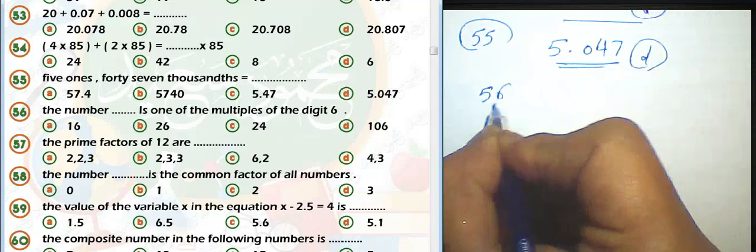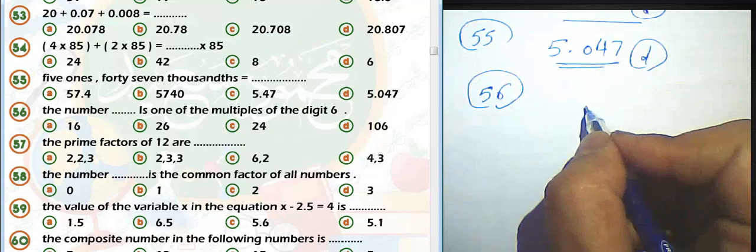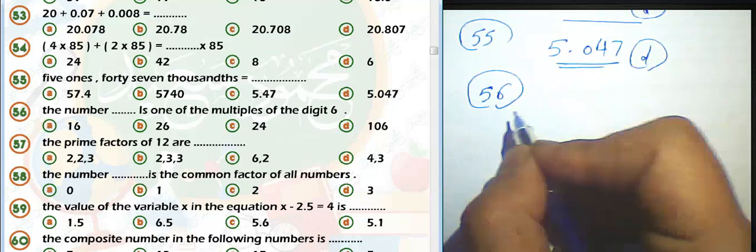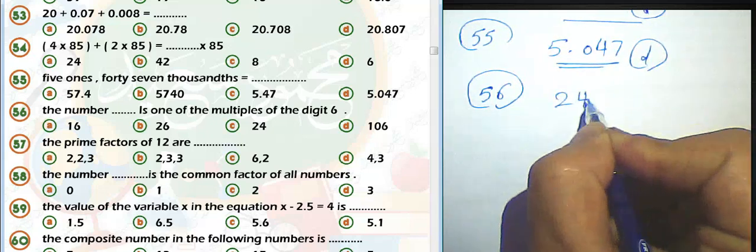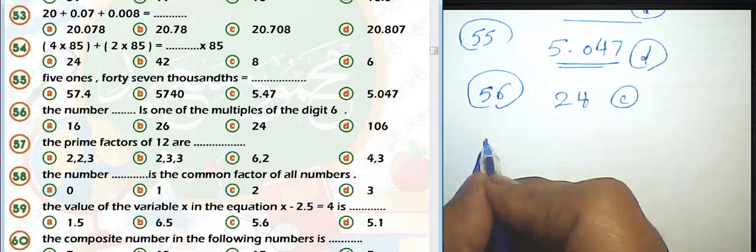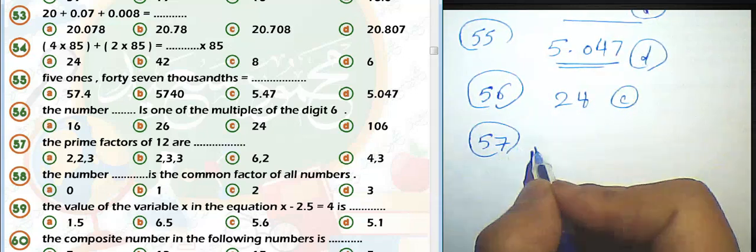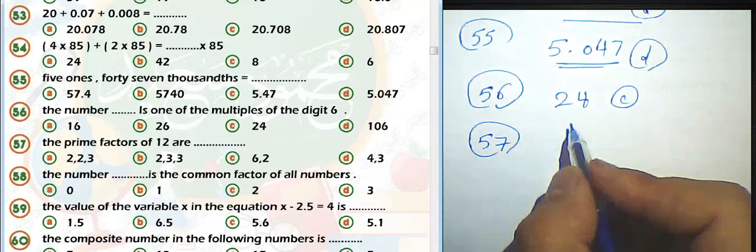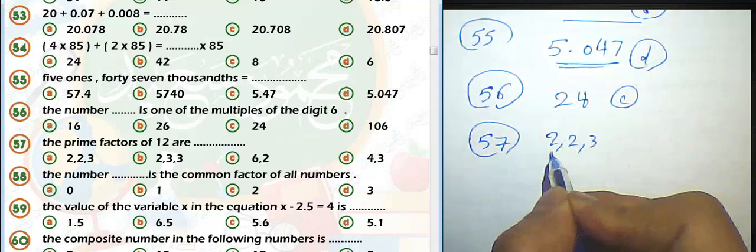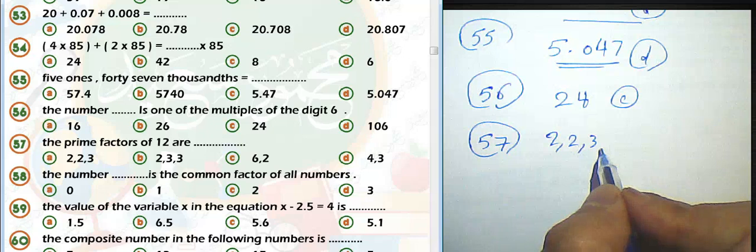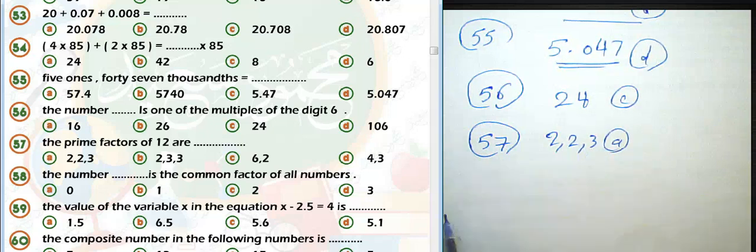Okay, question 56. The number's base is 1 of the multiples of 6. Which number can be divided by 6? It will be 24. Choose letter C about question 56. Question 57. The prime factors of 12 are 2, 2 and 3, because 2 times 2 equals 4, and 4 times 3 equals 12. We must choose letter A about question 57.